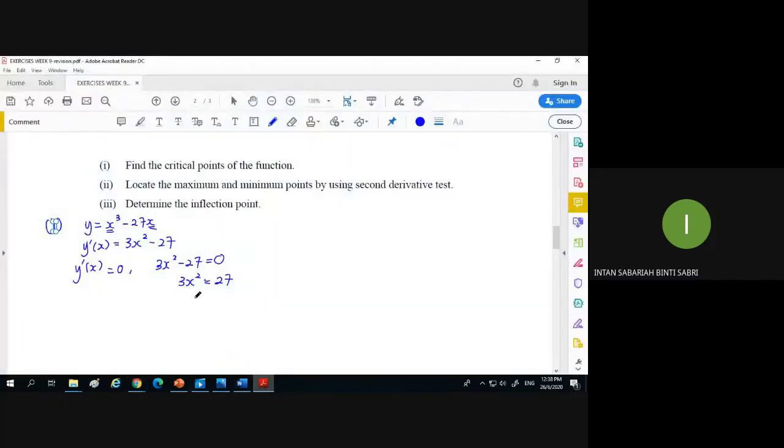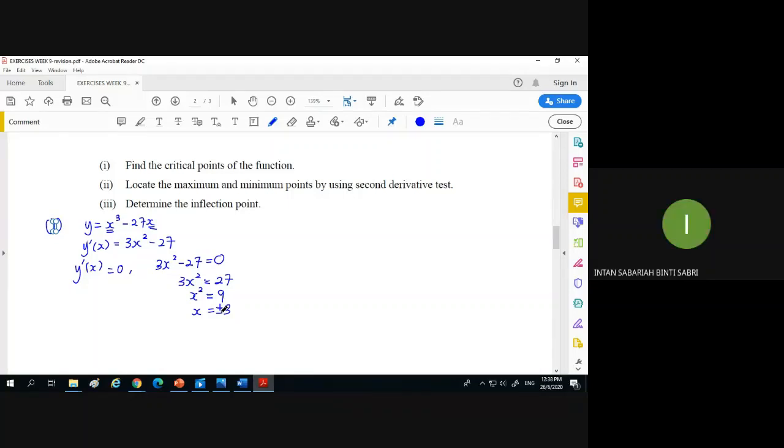Okay, so x square equal to 27 divided by 3, you got 9. So x is equal to this one. You have to be careful. Ada student dia jawab 3. 3 is not the right answer. The right answer, jawapan yang tepat adalah plus minus 3. Okay, sebab apa plus minus 3? Square root. Sebab square root.